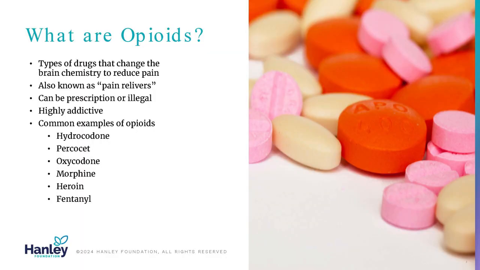So what are opioids? Opioids are types of drugs that change the brain chemistry to reduce pain, essentially, and they're known as pain relievers or painkillers. They can be prescription or illegal. Some very common examples of opioids include hydrocodone, Percocet, oxycodone, morphine, fentanyl, and heroin. Typically, when we think of the illegal type of opioid, we hear more about fentanyl or heroin. However, fentanyl is also used in medical settings under the prescription of a medical doctor. So there are different types and forms of it.